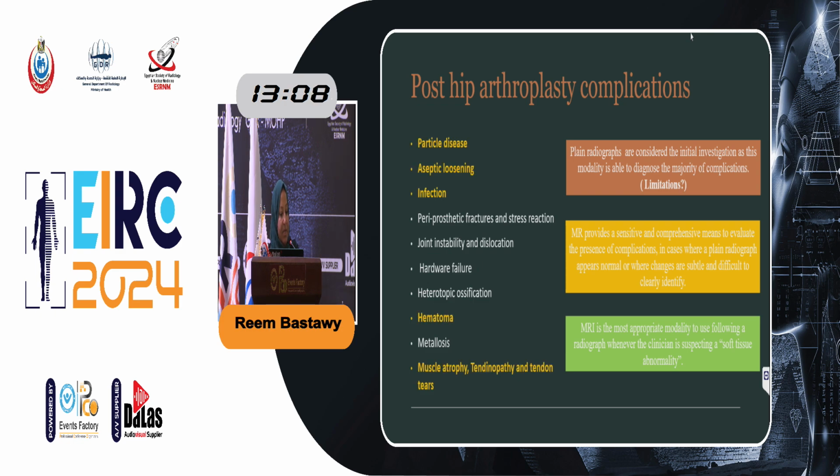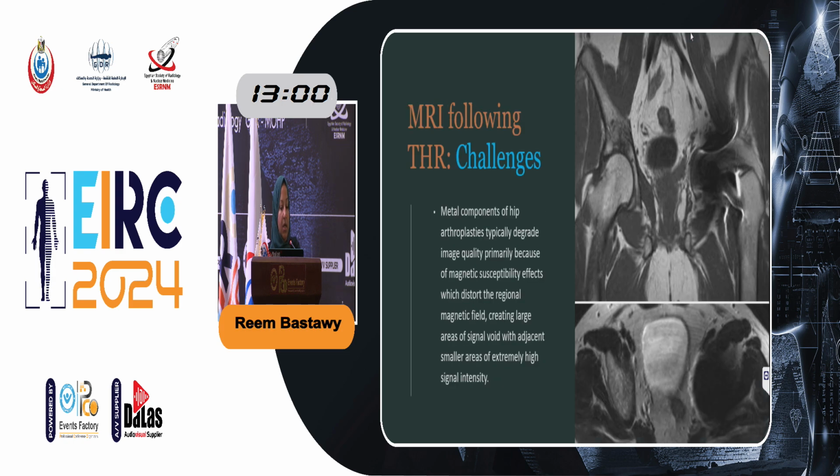Particle disease, aseptic loosening, infection, hematoma, and muscle and tendon disorders are the most important complications that are sought by MRI. What about the challenges we meet in MRI of the hips? The metal components of the hip arthroplasty degrade the image quality because of the magnetic susceptibility artifact, which distorts the regional magnetic fields, creating large areas of signal void surrounded by streaks of hyperintense signal.